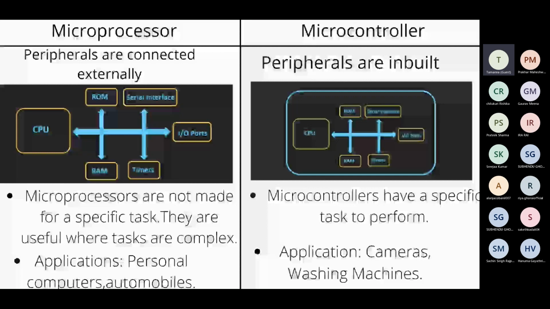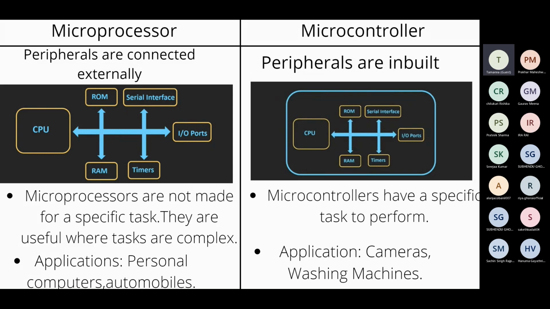Another point of difference is that a microprocessor is not made for a specific task. A microprocessor does complex stuff, like for example, a personal computer. It depends on the user. A user can play games, do web browsing, or watch videos or photos. A microprocessor is not made for just one task. While in the case of a microcontroller, it already has a predefined work. For example, cameras or washing machines. They are made for one specific task, right? So these are the main differences between a microprocessor and a microcontroller.